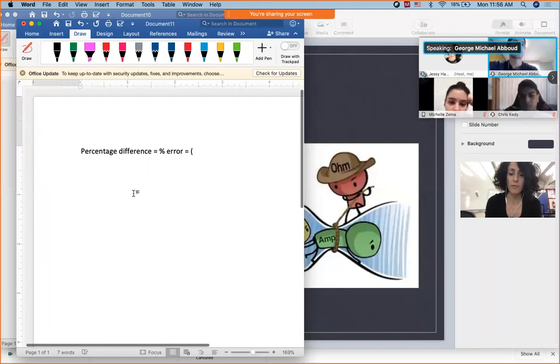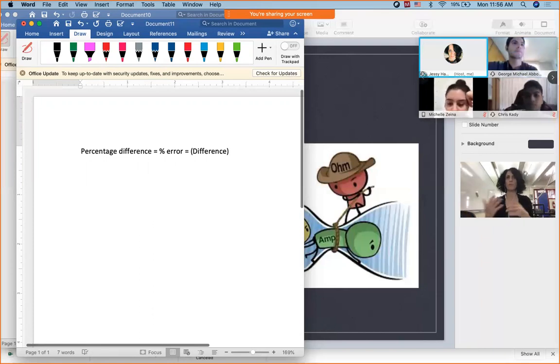Okay, so for me, you find the difference between the values. The values are the theoretical versus experimental, or you can say nominal versus experimental, or the one you were expecting versus what you got. So the difference, and usually we take the absolute value because we don't care about negative or positive, bigger or smaller, and you divide by the reference.